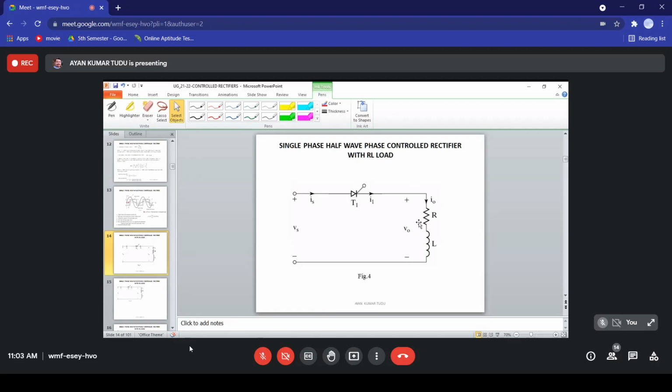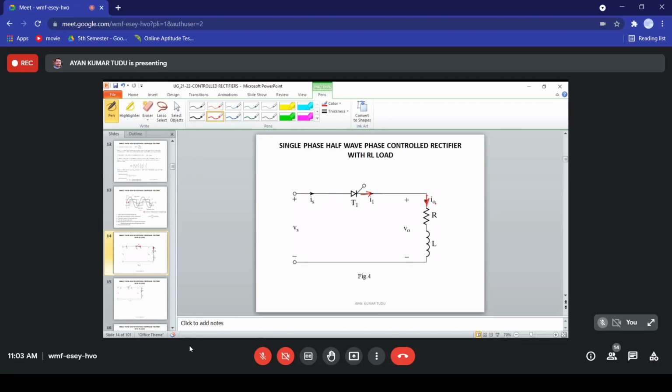This is the output voltage V0. The output voltage across the load will follow the input supply voltage Vs when T1 is on. The load current will flow through this thyristor T1, that is our IT1, and through the load in this downward direction, as can be seen here.